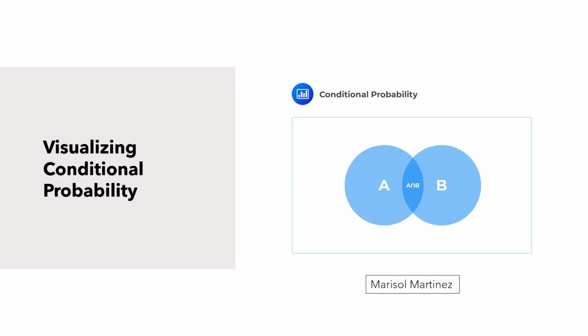And if you still don't fully understand, that is perfectly okay because we can visualize conditional probability with this Venn diagram. Circle A represents the set of outcomes where event A occurs, and circle B represents the set of outcomes where event B occurs. The overlapping region in the middle represents the outcomes where both A and B occur.